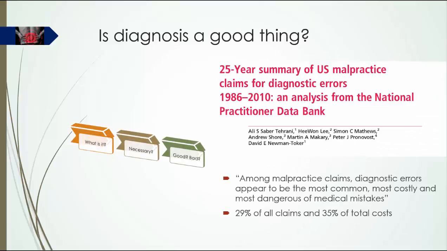Now let's look at some of the good things about getting a diagnosis right. This is a negative perspective, but this study shows that in the United States, diagnostic errors are the most common causes of alleged malpractice, and they constitute 29% of all claims and account for 35% of total costs. Bear in mind that these lawsuits arise out of not just mistakes in diagnosis, but in failure to make a diagnosis as well. This suggests that, in the United States at least, making the wrong diagnosis or failing to make a diagnosis is not recommended.